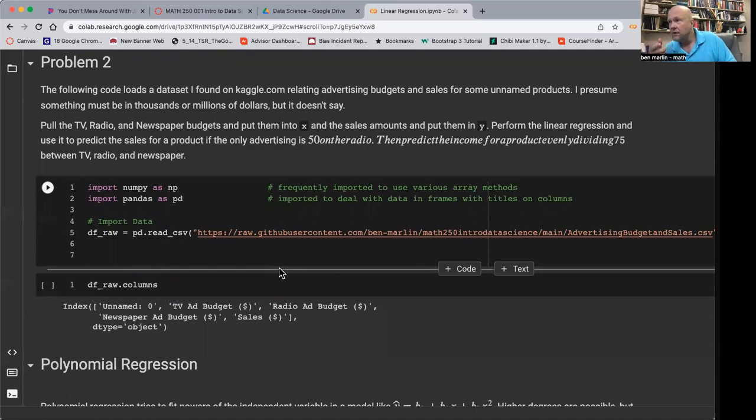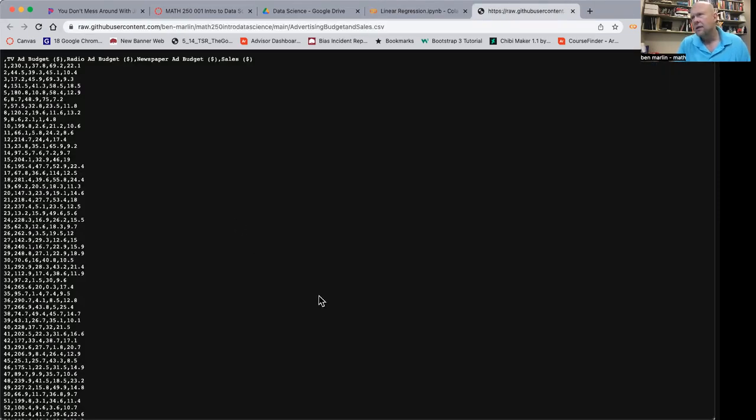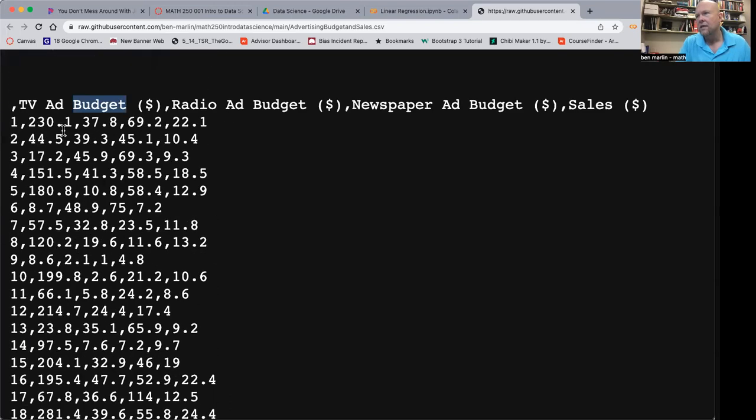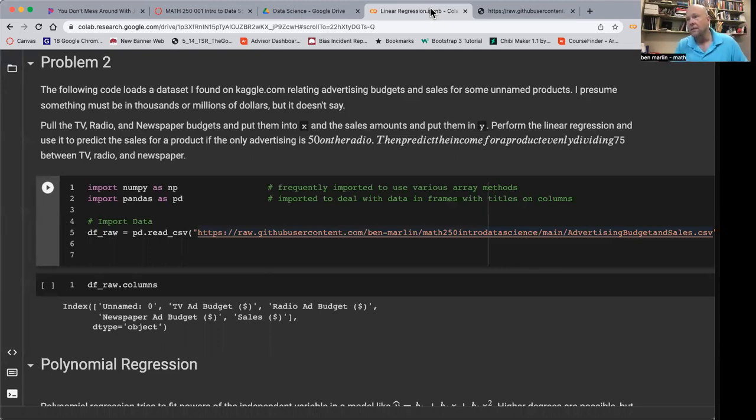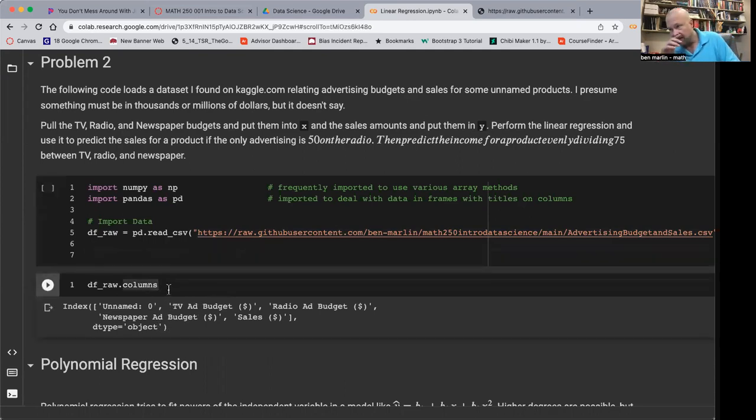So here in problem number 2, I'm going to go ahead and open that up. This is the data that I have. It has a TV ad budget column, a radio ad budget column, a newspaper ad budget column, and sales figures for some product that's being advertised. So you can go ahead and read that in there. And I went ahead and said df_raw.columns here so that I could see what the different columns are.